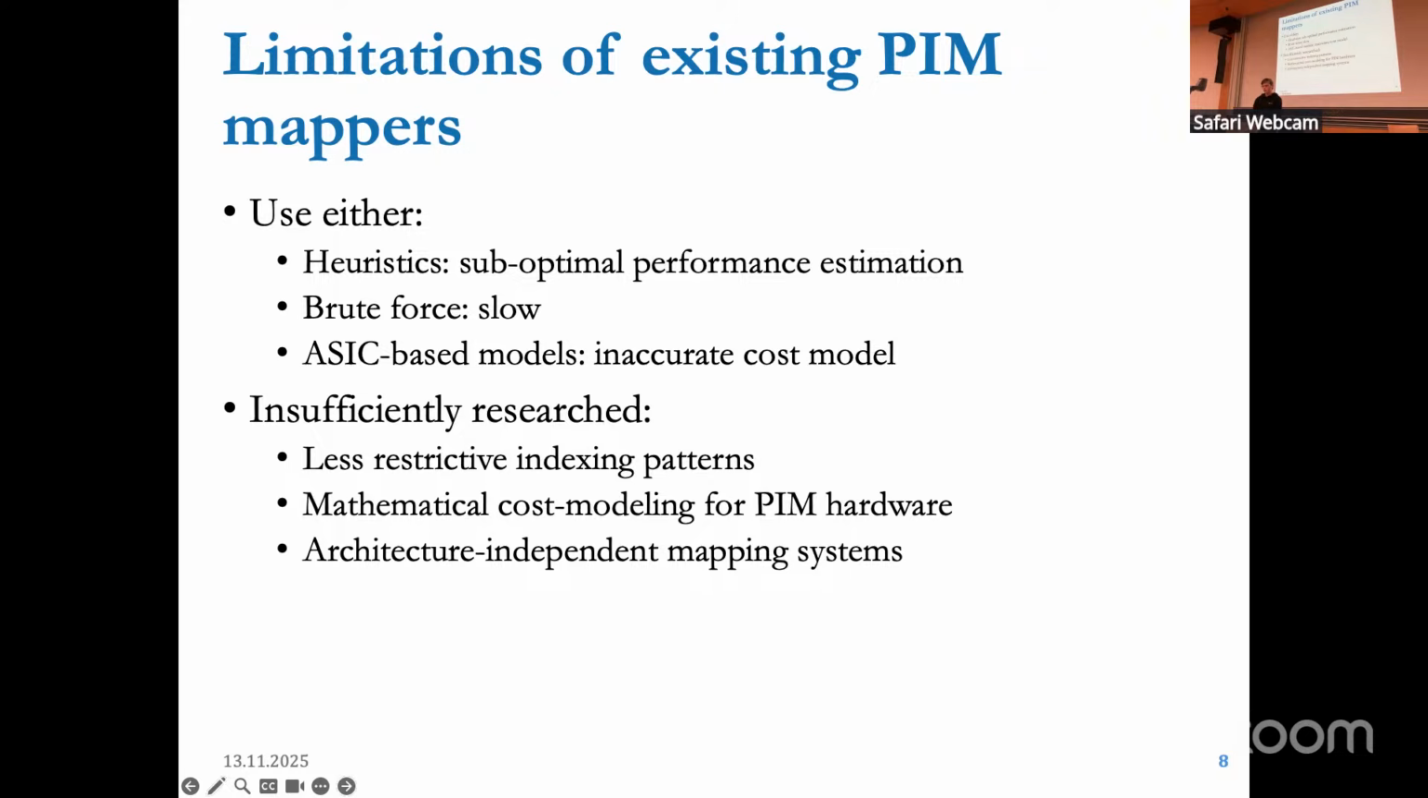And the OptiPIM authors note that there has not been enough research into methods like indexing patterns, and also mathematical cost modeling for PIM hardware specifically has not been researched. There is also no architecture-independent mapping system, because most of the papers in this space propose another architecture, and then they give you one way to generate your data and computation layout mapping. But it is not possible to generate the data and layout for another PIM architecture. The OptiPIM paper tries to propose a system that works for multiple architectures.